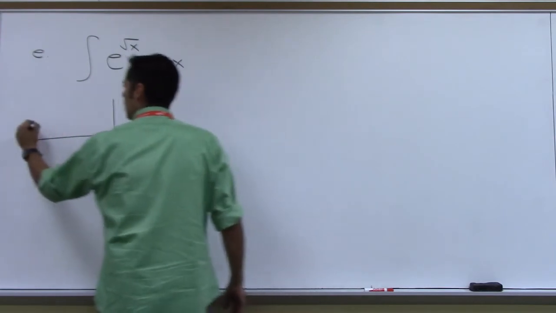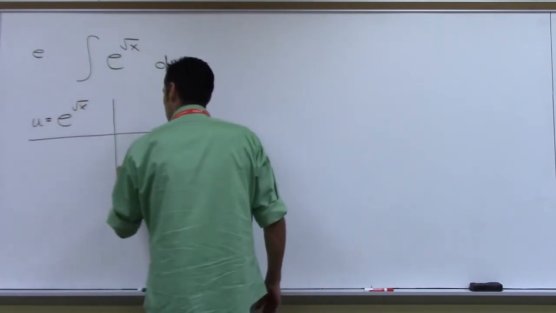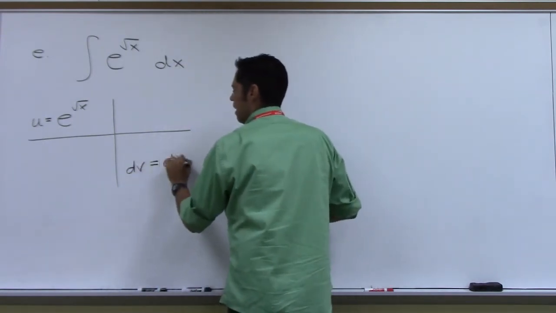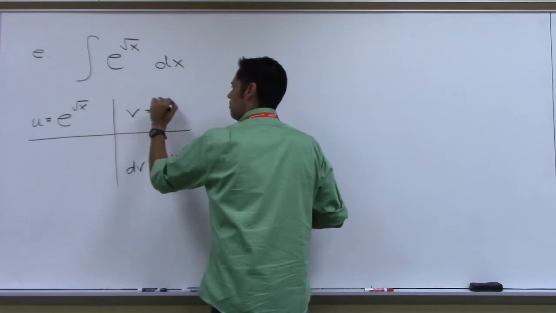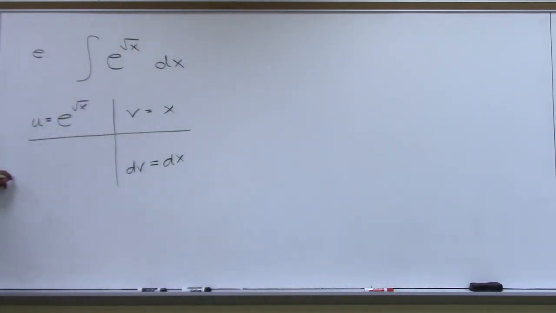So I'm going to write it down. My only choice right now is let u be e to the root x. And dv then by default has to be the what? Dx. And then that means when I go up to v, I've got x. And then over here, I've got a derivative. du is the derivative of e to anything is itself times the derivative of what's up there: 1 over 2 root x dx.